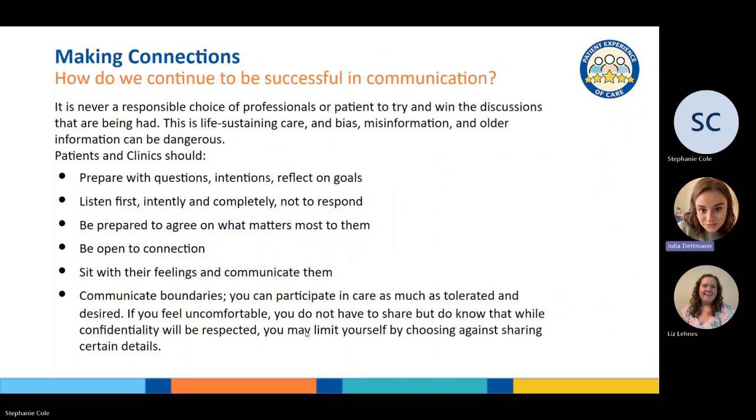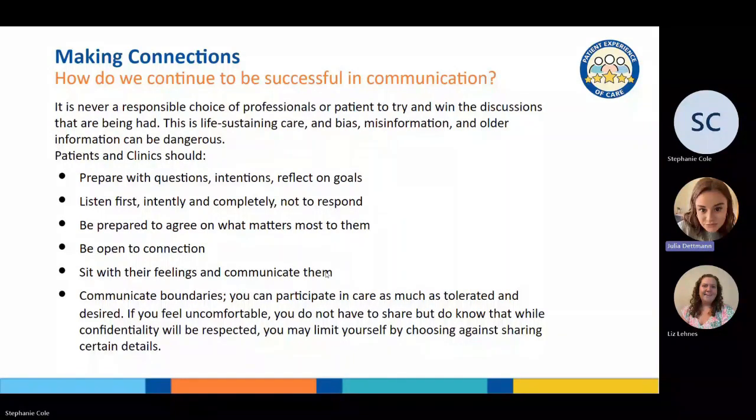So when we talk about making connections, how do we continue to be successful in our communication methods? It's never a responsible choice of professionals or patients to try and win the discussions that are being had. This is life-sustaining care, and bias, misinformation, and older information can be really dangerous. So patients in clinics should prepare with questions, intentions, and reflect on their goals. Listen first, intently and completely, not to respond. Be prepared to agree on what matters most to them.